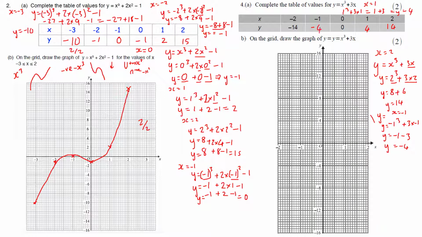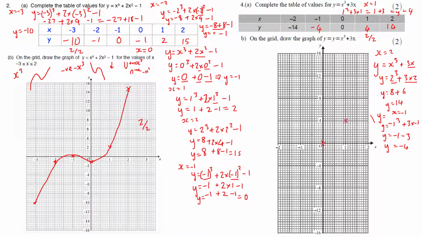Now this is beyond what you need to know right now, but I think you can handle this. And it says on the grid, so that is quite straightforward. Get 2 out of 2 marks, and it's good for your substitution skill. You need to know that. So 0, 0. Let's just plot that.